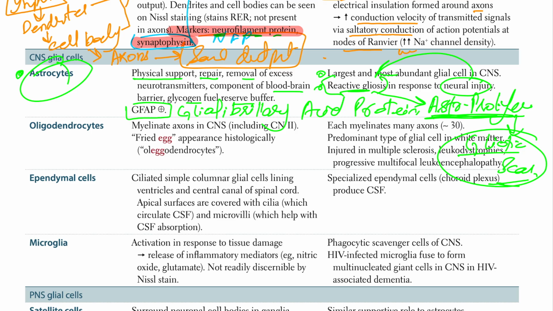Okay. Now, one thing, let's actually change color here. So astrocytes have a same sort of role as fibroblasts, which are outside the CNS, of course. So one of the things for astrocytes, you have the astrocytomas.